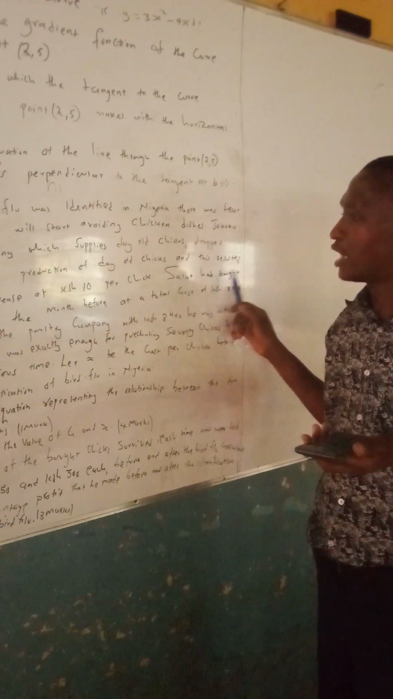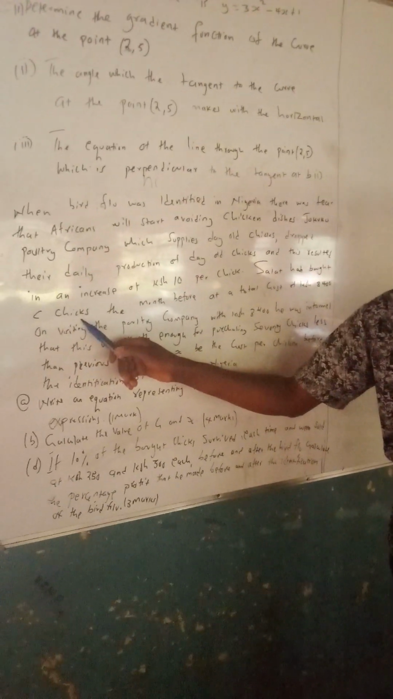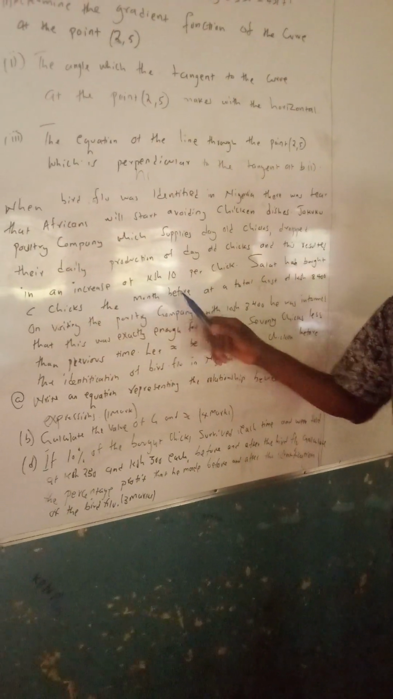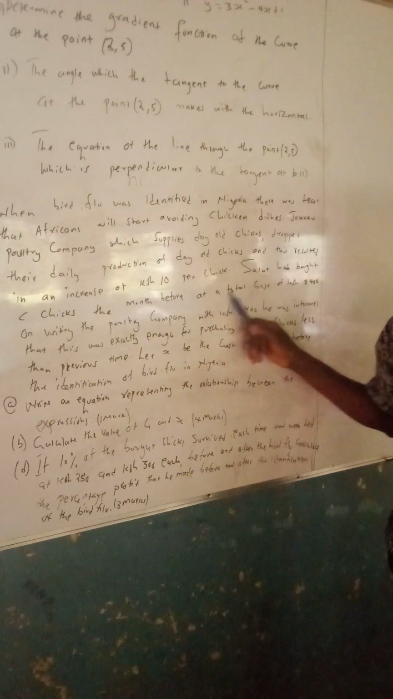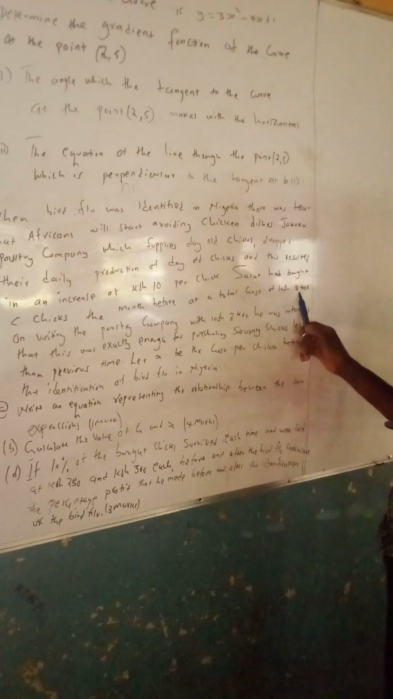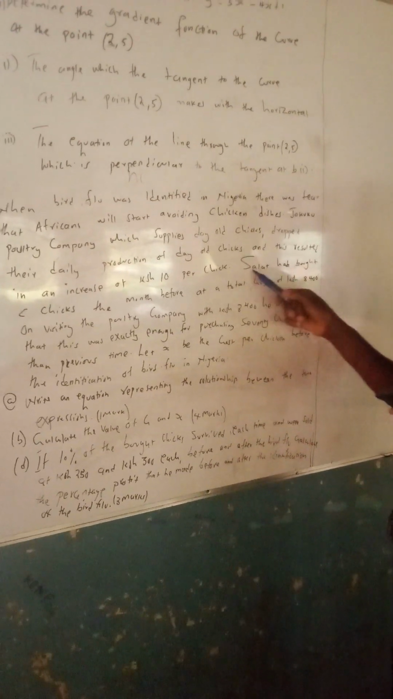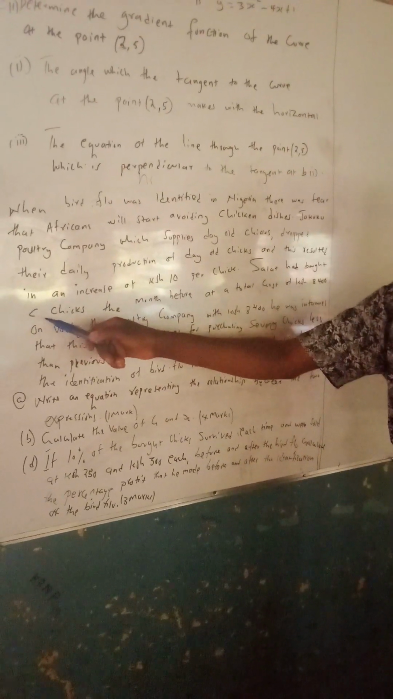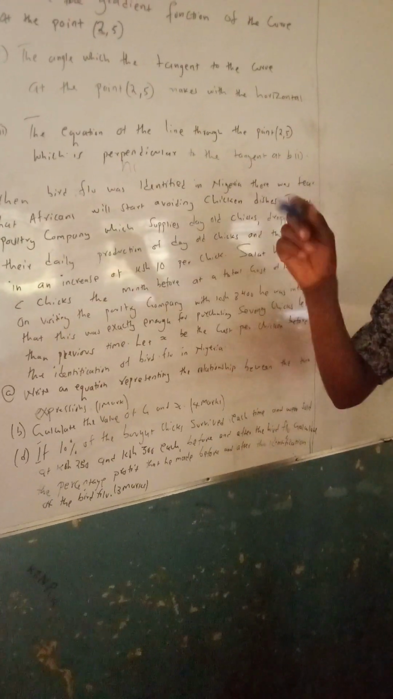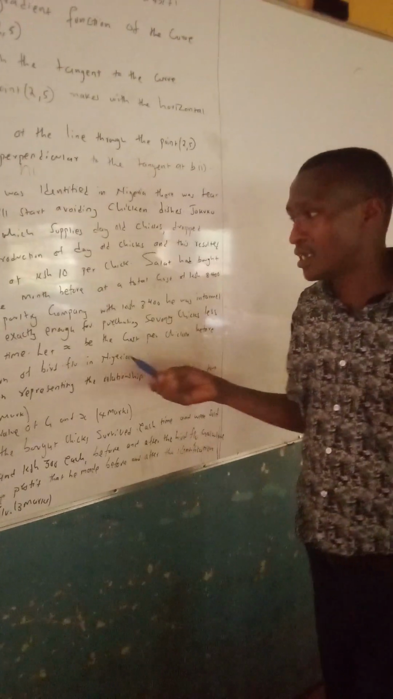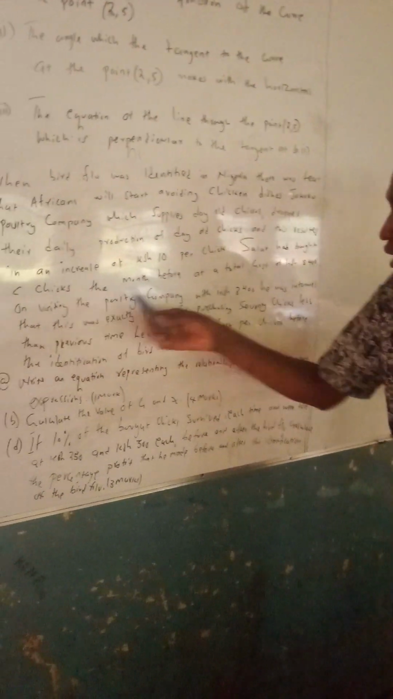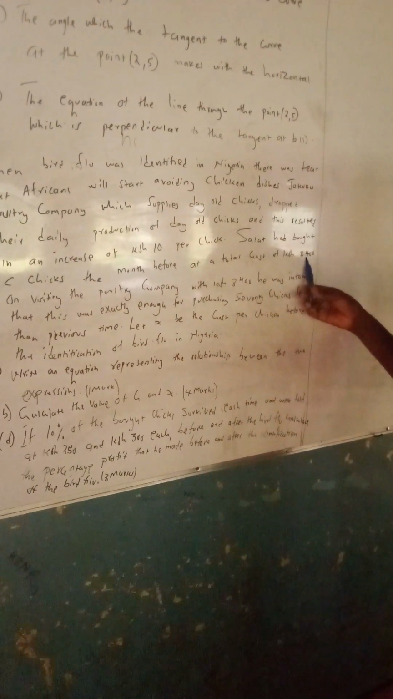Salad had bought C chicks the month before at a total of 8,400. So you know this guy called Salad bought C chicks. We don't know how many chicks, just the letter C to represent the number of chicks, using 8,400.